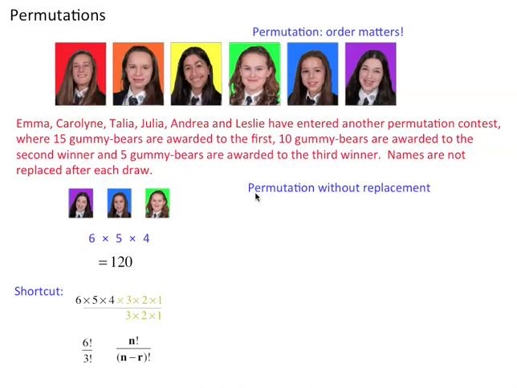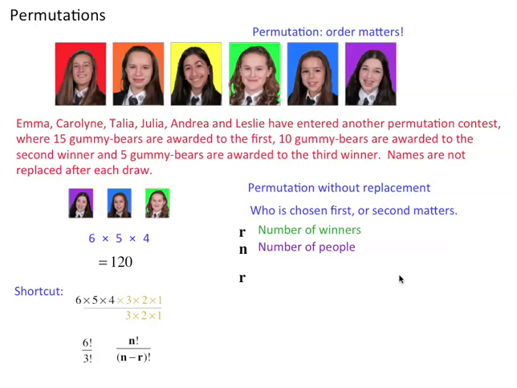Okay, so this is a permutation without replacement. All right, who is chosen first or second matters. That's why it's a permutation. Okay, just remember that R is our number of winners in this case. Okay, we only have 3 winners. And N is our number of people that we're choosing from, right? So R is the number of restricted choices. So restricted R, okay? And N is the number of objects to choose from.